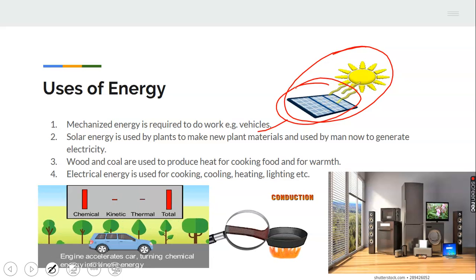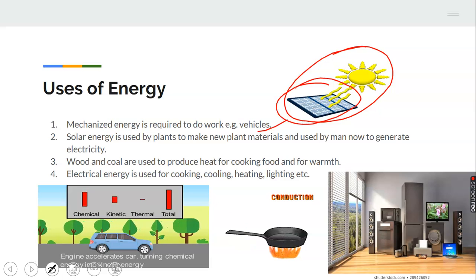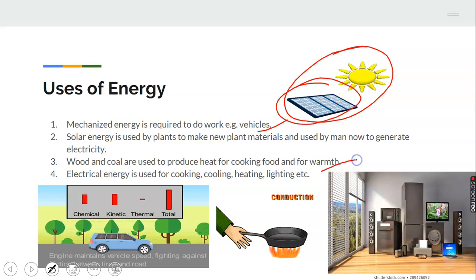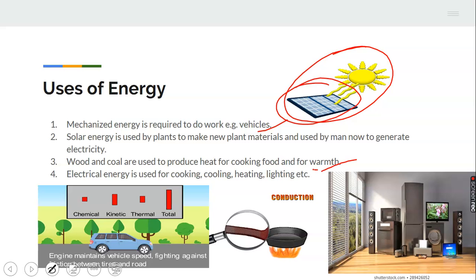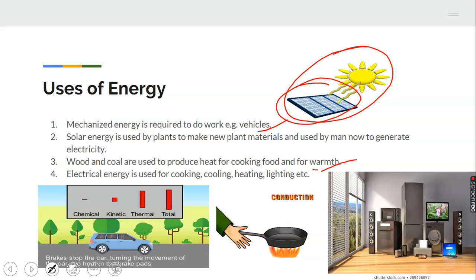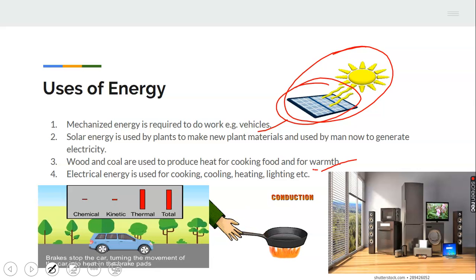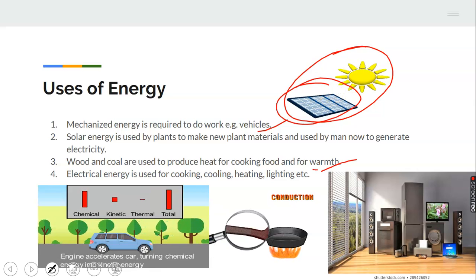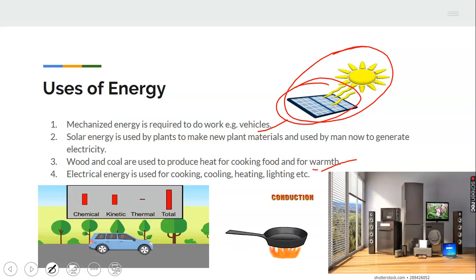Then we also have wood and coal. We use them to produce heat for cooking food and for warmth. Like I mentioned earlier, wood and coal, charcoal and firewood, people use it to cook food. They light a fire, and it brings heat, and they use the heat to cook.